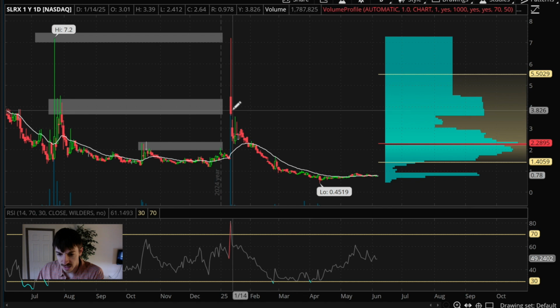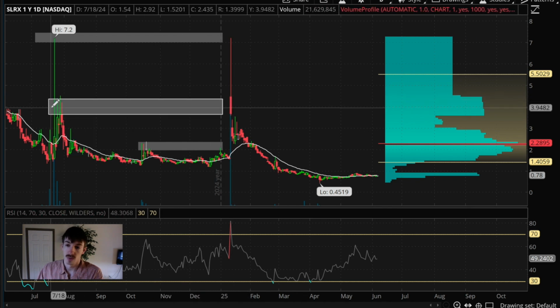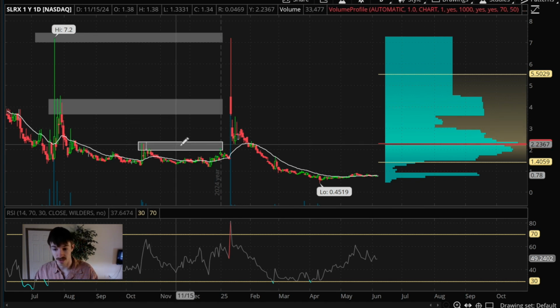We then see that it actually ends the day right into that other key level, which is something that very commonly happens. Again, support turning into resistance and resistance turning into support. These are very common things in the stock market.